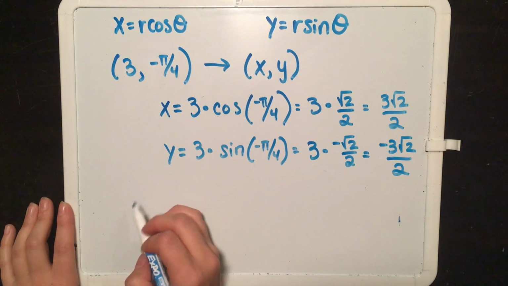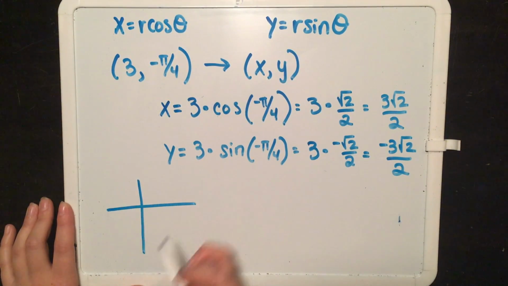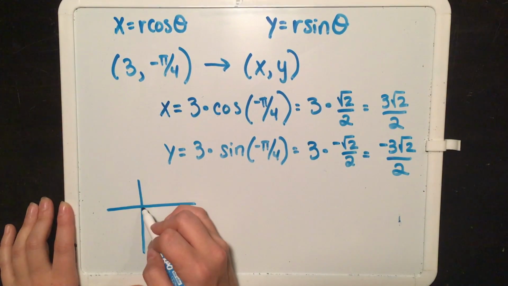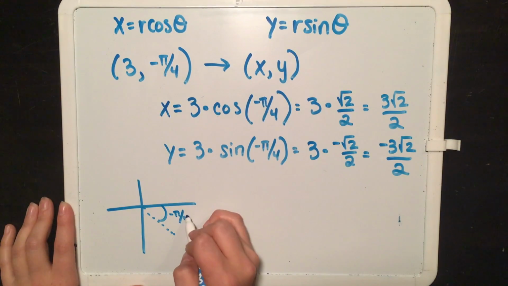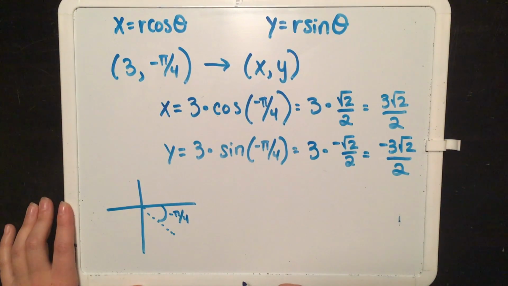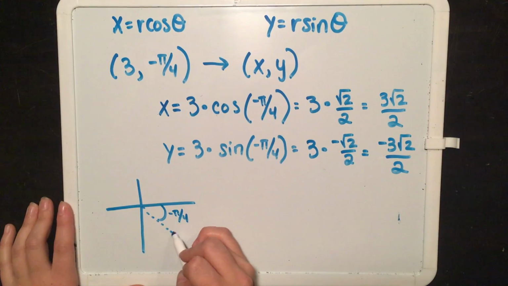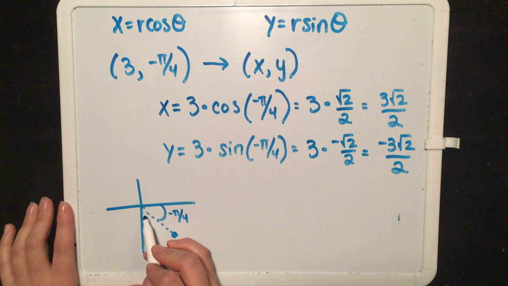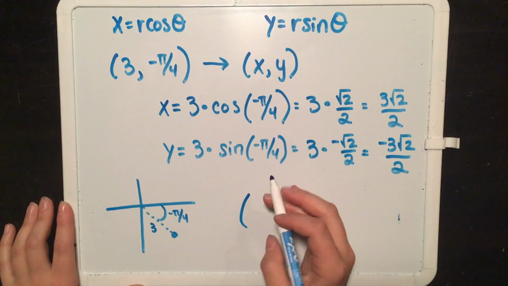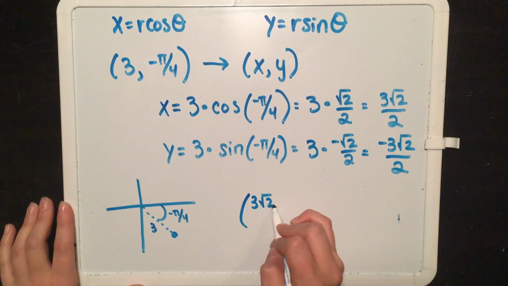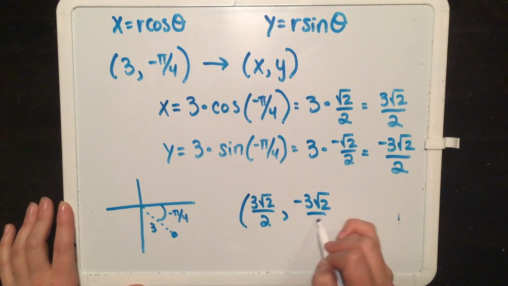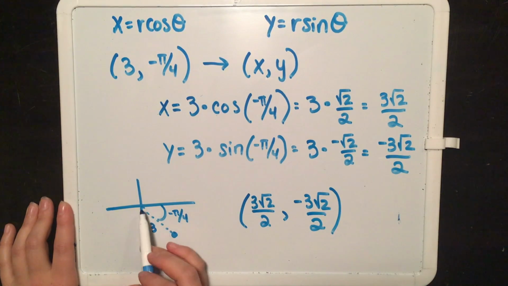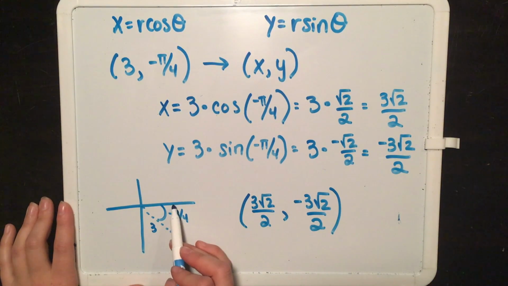Now let's take a look at this on the graph. Negative pi over 4 is in the fourth quadrant because it's only 45 degrees clockwise. And our point right here is a distance of 3 from the origin. So our x and y coordinates are 3 root 2 over 2, comma, negative 3 root 2 over 2, which makes sense because our x value must be positive and our y value must be negative.